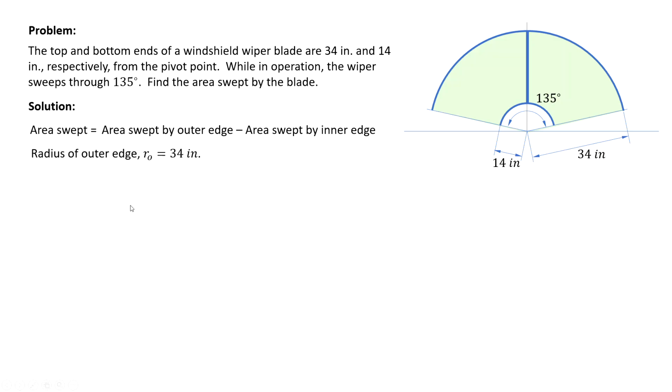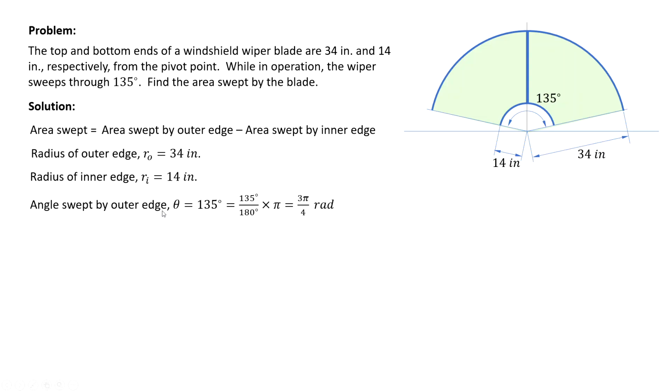So radius of outer edge, we'll call it r sub o, and that is 34 inches. Radius of inner edge is r sub i, is 14 inches. Okay, look at how I'm writing step by step. This is the logical way of presenting things. A lot of times people just go, okay man, and just put numbers. And later when you look at your own work, you're like, what the hell did I do? You would have no idea what you just did. However, when you write steps like this, area swept is this minus that. Radius of outer edge is this.